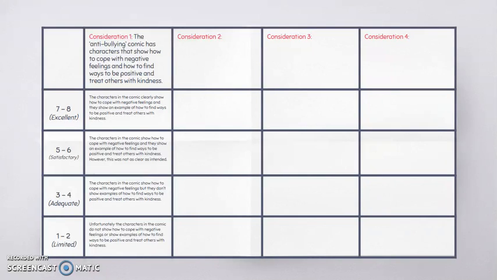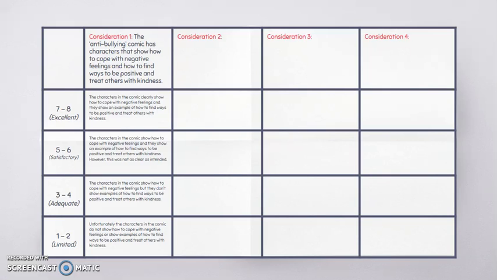So at the top, you place your 3 to 4 considerations. Then down the side, we have our degrees of success. So 7 to 8 is excellent, 5 to 6 is satisfactory, 3 to 4 is adequate, and 1 to 2 is limited. You'll see that for this community project, they were creating an anti-bullying comic. And consideration 1 is the anti-bullying comic has characters that show how to cope with negative feelings and how to find ways to be positive and treat others with kindness.